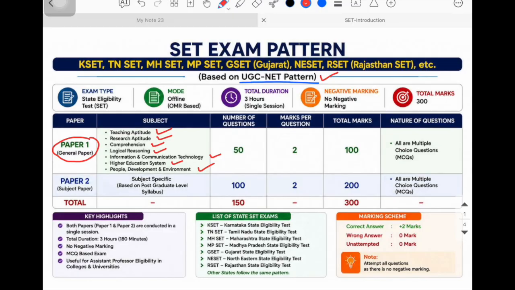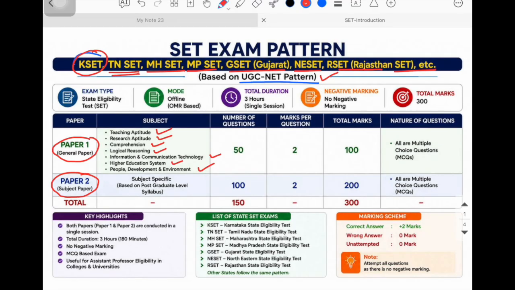And paper 2 is a subject paper. Subject paper means, since our course is for physics, physical science, our main paper is physics, and for other people it may be chemistry, life science, or mathematics. It can be anything, or any art subject too. And note that here SET represents Karnataka State Eligibility Test, TN SET, Tamil Nadu SET, Maharashtra SET, Madhya Pradesh SET, Gujarat SET, Northeast SET, Rajasthan SET, etc.